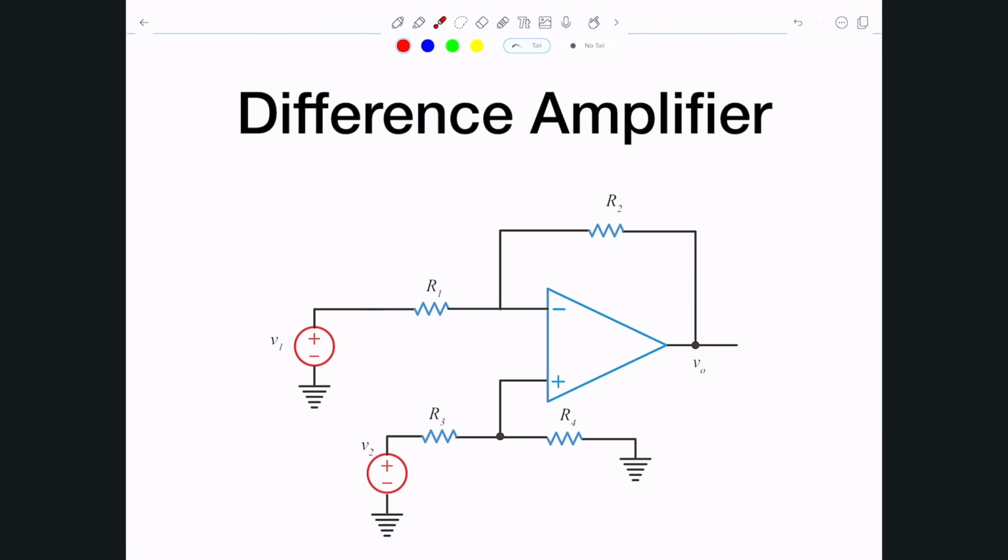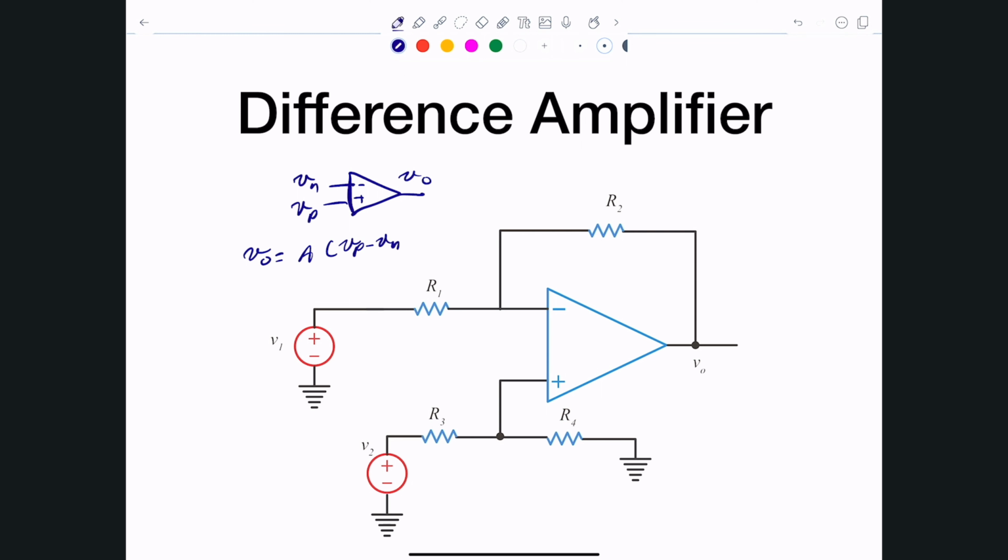An operational amplifier by its nature is a difference amplifier. What I mean by that is it has a non-inverting and an inverting input, and it tries to amplify the difference between them. So in reality, if we have a Vn and a Vp here, the V out that we get is simply some sort of amplified version of Vp minus Vn. That's by its nature what an operational amplifier does.